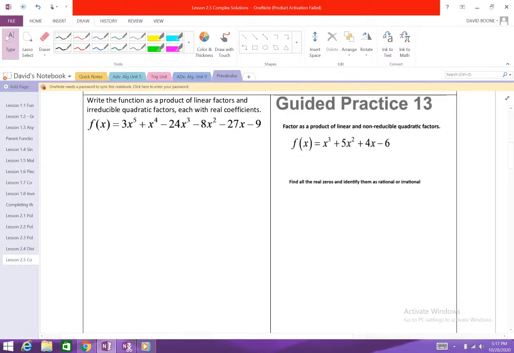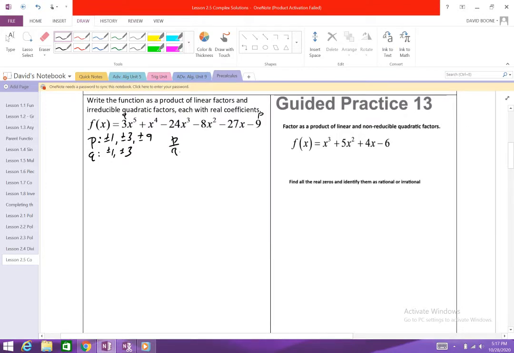I'm going to look at this equation and at the p's. Remember, the p's come from my constant, and the q's come from the coefficient of the leading term. My p is negative 9, so factors of negative 9 are plus or minus 1, plus or minus 3, and plus or minus 9. Factors of q, which is 3, are just plus or minus 1 and plus or minus 3.